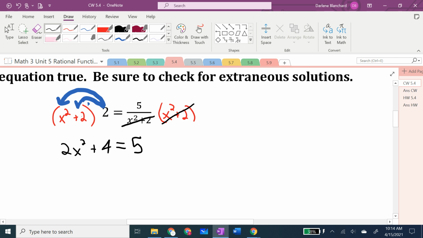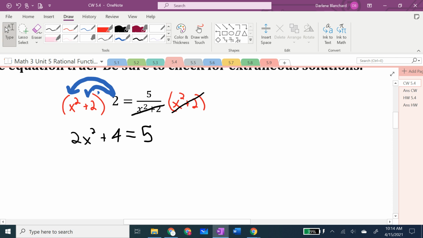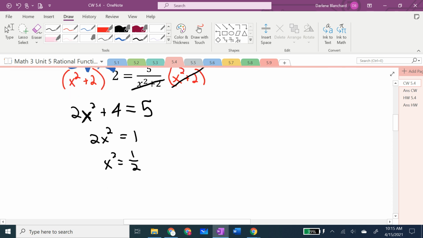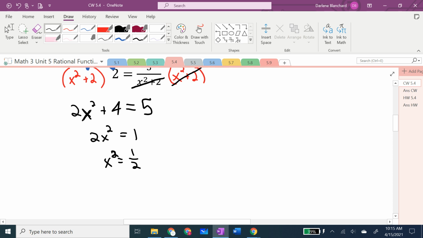Now it's an equation that you have dealt with before. Since you have just a single x, you've got an x squared, but you don't have any other x's lying around. The easiest way to deal with this is isolate that one single x. So subtract 4 from both sides, divide by 2. And then, do you remember that when you undo a square, you do plus or minus square root?